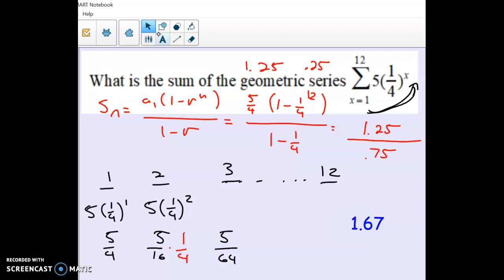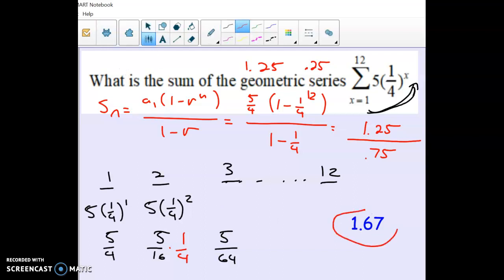And that seems like not a very big number for a sum, but if you look at these values, right, if you were to add all these together, eventually they're not very big, right? Like 5/64 really isn't adding much to the sum. So by the 12th term, we're adding almost 0. So it makes sense that our sum is not very big here.